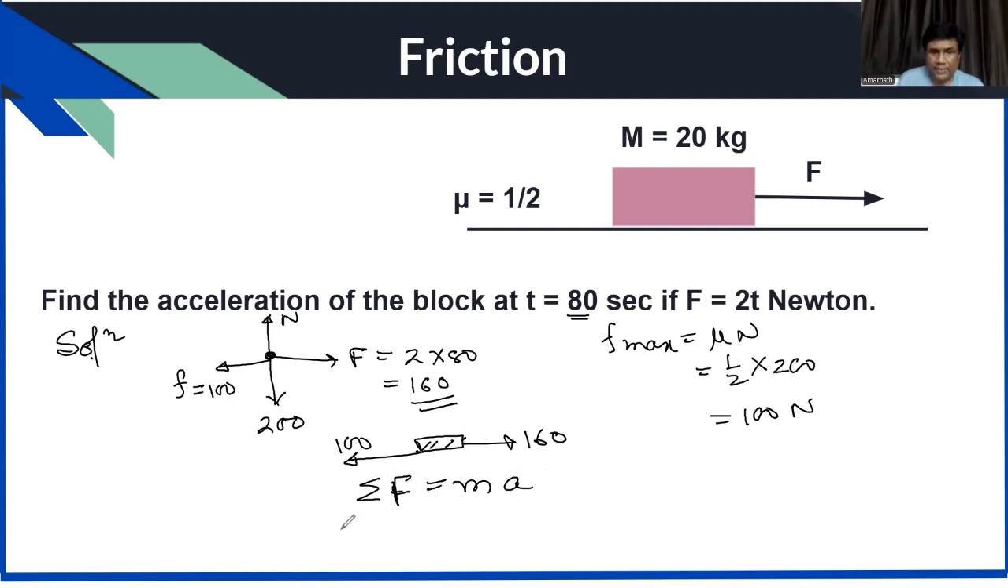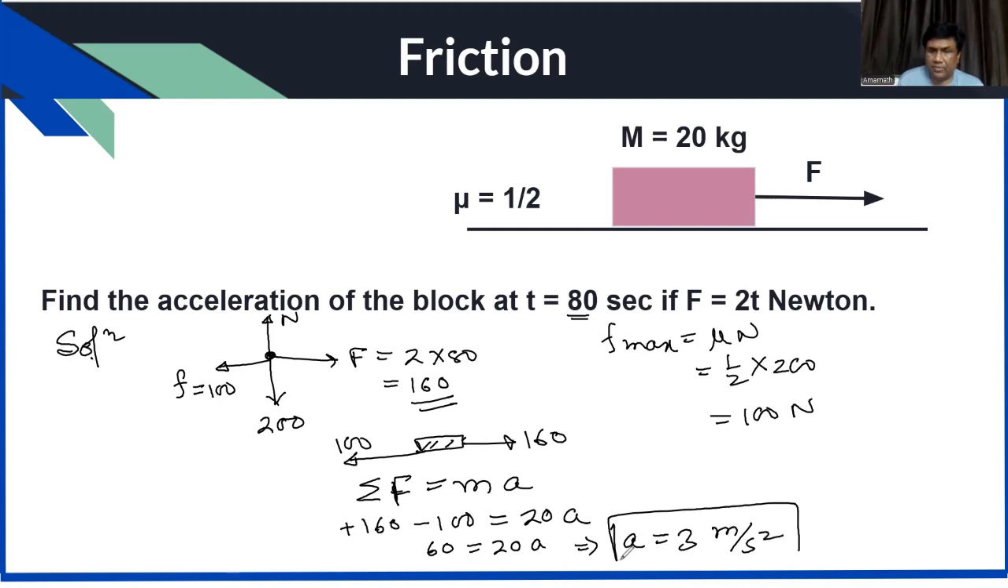So rightward force I have taken as positive, 160. Leftward force I have taken as negative because force is a vector quantity. And mass is given as 20, and acceleration is A, which I don't know. So 160 minus 100, what is it equal to? It is equal to 60, equal to 20A. So from that we can easily say that A equals 3, and the SI unit of acceleration is 3 meter per second square. Okay.